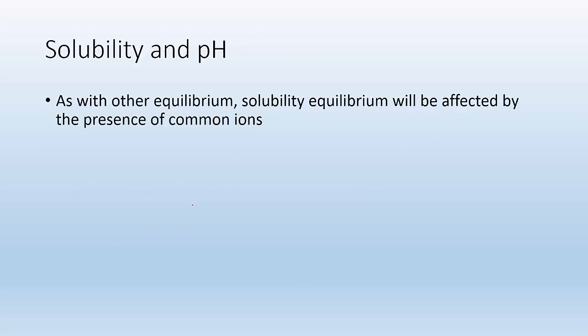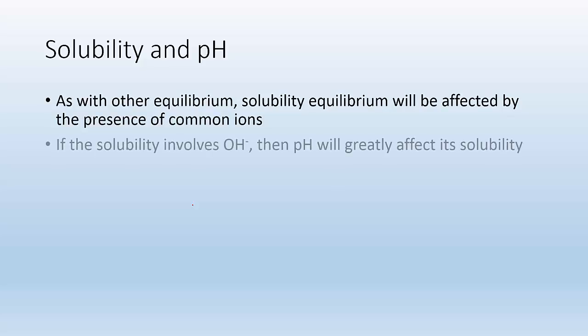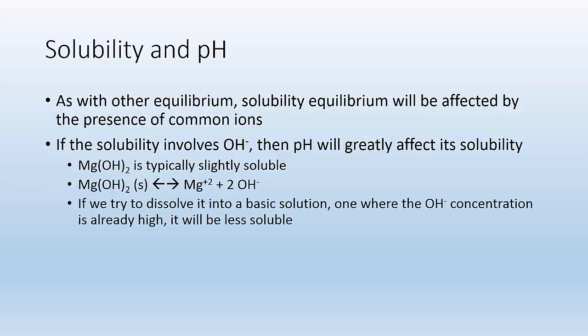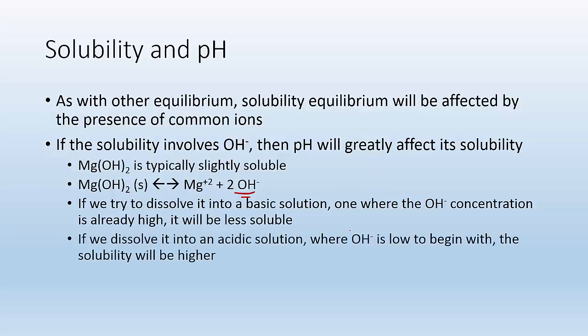Solubility and pH. As with other equilibria, equilibrium will be affected by the presence of common ions. If the solubility involves an OH minus, then pH will greatly affect its solubility. For example, magnesium hydroxide. It's typically slightly soluble. It breaks up as follows. If we try to dissolve it in a basic solution where the OH minus concentration is already high, it's going to be less soluble. But if we dissolve it in acidic solution where the OH minus is low, then the solubility will be higher. We'll talk more about that in the next section.